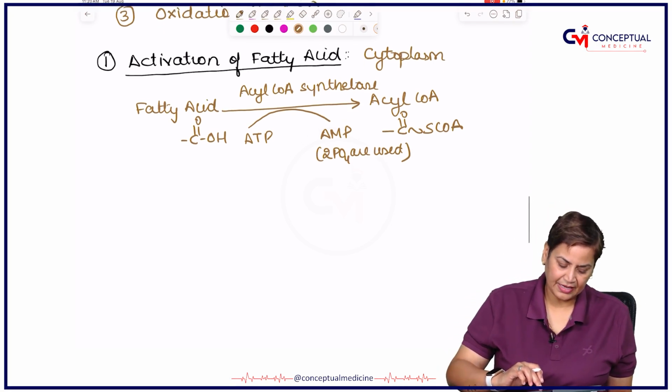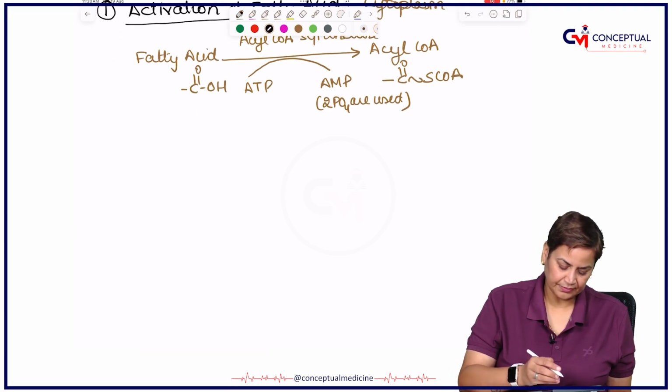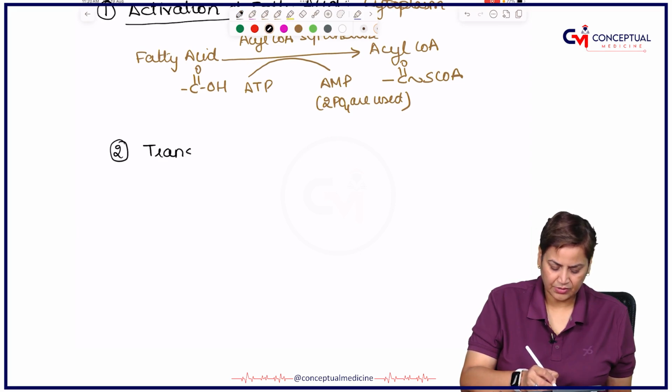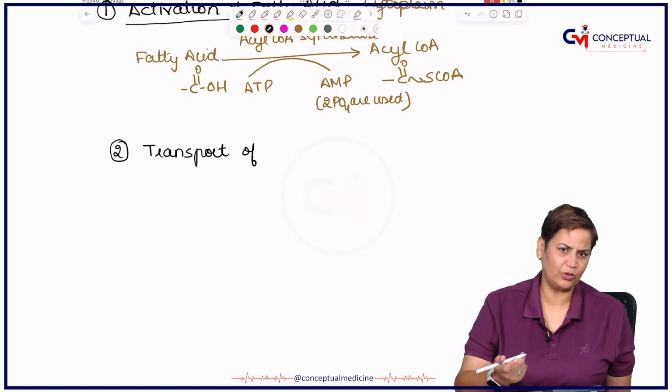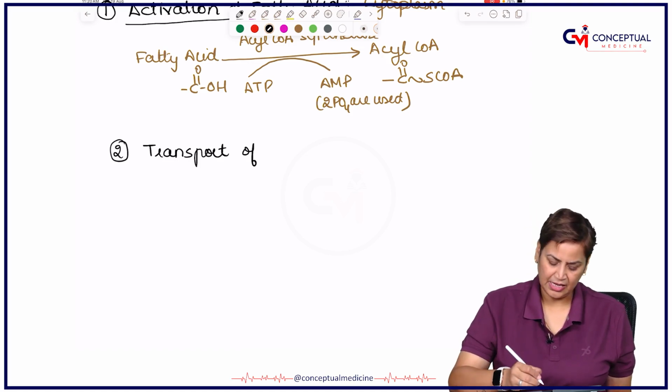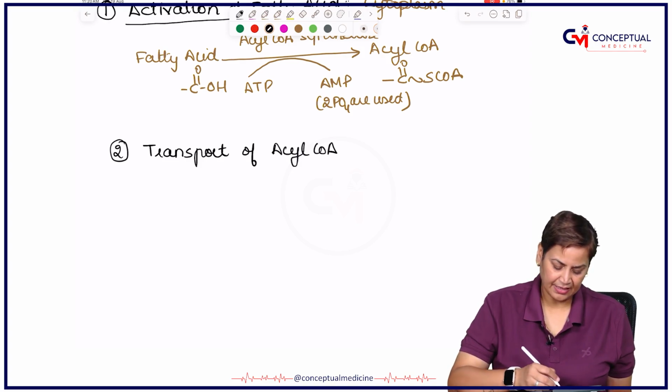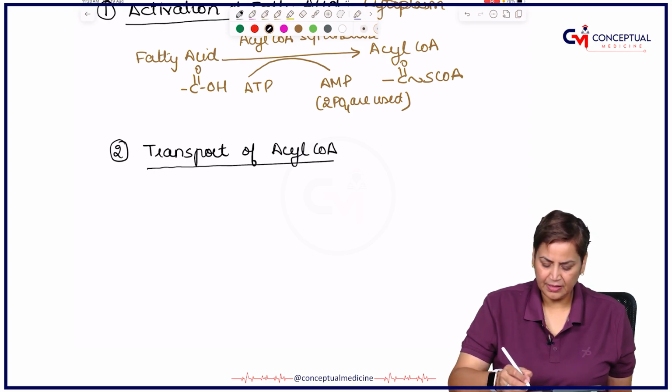Then the second step is the transport. Transport of the fatty acid. Now we can say transport of acyl coenzyme A, it is no longer a fatty acid. So I can say transport of acyl coenzyme A to the mitochondria.